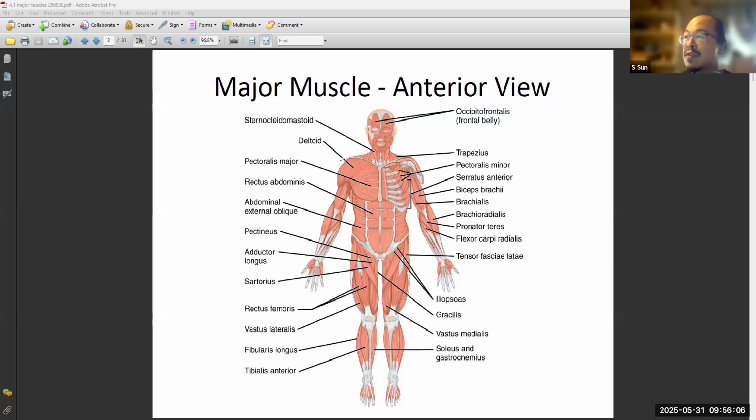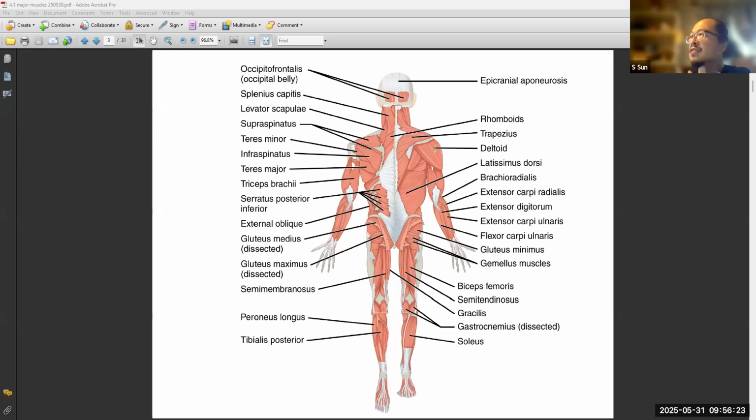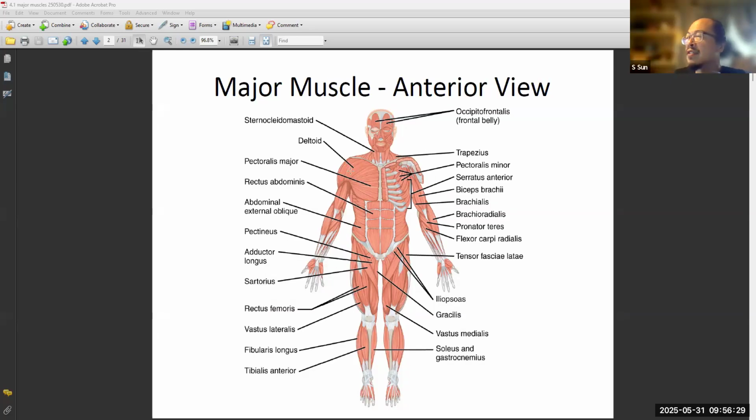Then here are the arm, the shoulder and the chest. The shoulder muscle is called the deltoid. The deltoid basically covers the shoulder portion. It has a triangular shape. So you can see that deltoid, as well as the deltoid in the back right here.